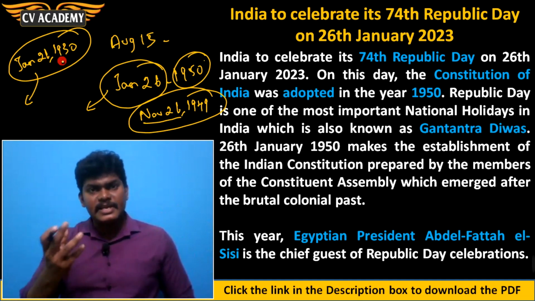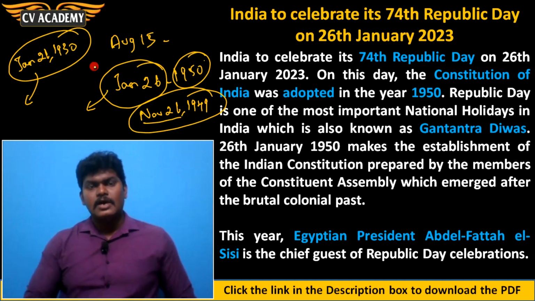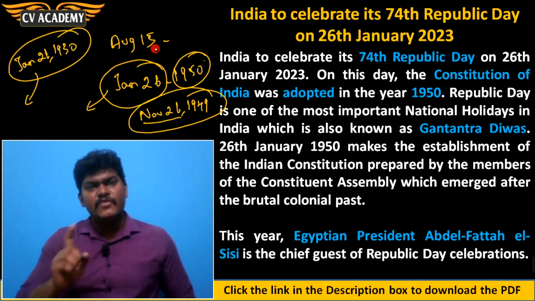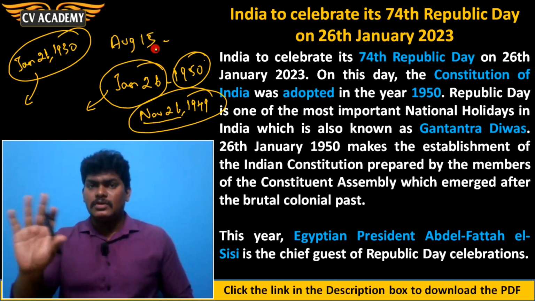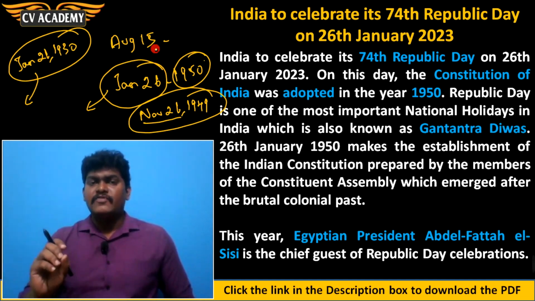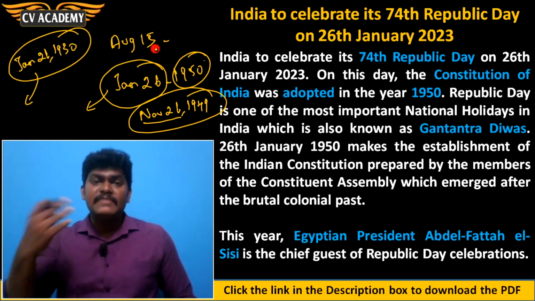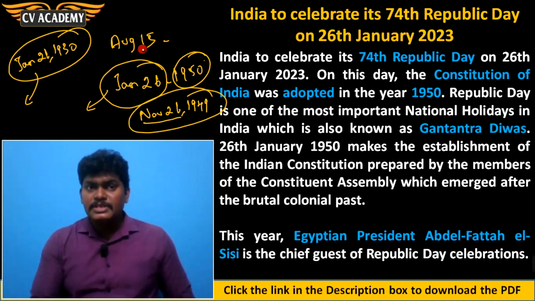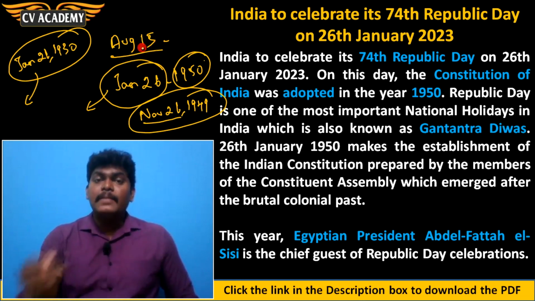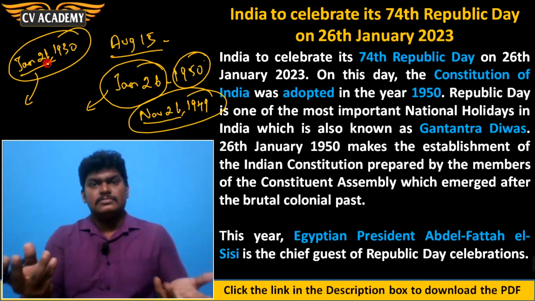But the British hadn't given independence in 1930. So finally the British gave independence in 1947 only. We cannot say that they shouldn't give independence in 1947, better to give it in 1950. We can't say that. We can't say to the British that don't give independence on August 15, better give independence on January 26. We can't say that to the British.